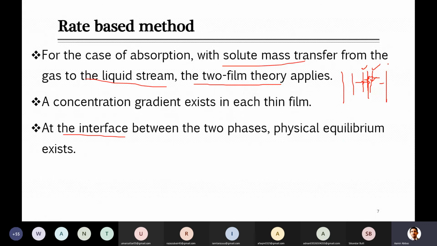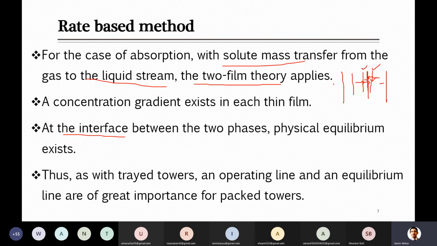The interface is the area where the two phases interact and come in contact. There will be a physical equilibrium at the interface point. Around it there will be a concentration gradient, but exactly at this line they will be in equilibrium. As we discussed for the tray tower, the operating line and equilibrium line are still of great importance here for the packed tower.